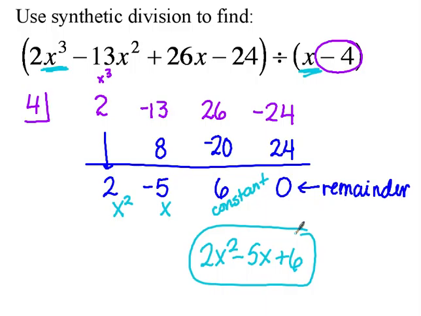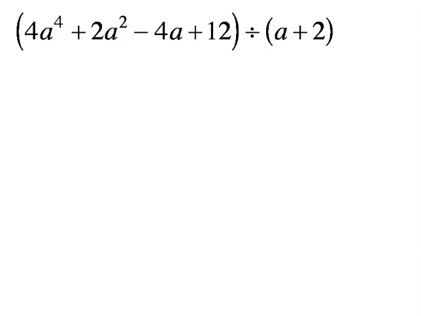So we're going to look at another one: 4a to the 4th plus 2a squared minus 4a plus 12, divided by a plus 2. So now we need to list coefficients. What's the first one going to be? 4. What's the next one going to be? 0. You caught that because notice I went from an a to the 4th to an a squared. I've got to have an a cubed in there somewhere. What will be the next one? 2. Then negative 4 and 12. What am I going to divide by? Negative 2. Always the opposite.